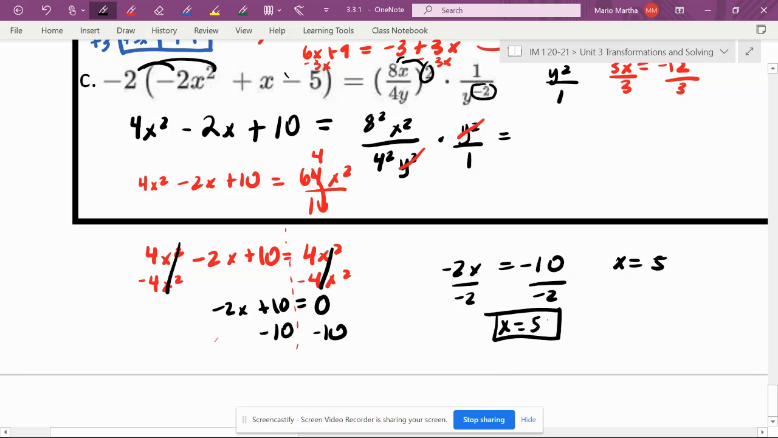You can always go back and check your answers, right? You can substitute the value that you got into the original equation. All right. We will talk about that later, but it's an easy step that you can do. Substitute everything back in, and both sides always have to be equal to each other. All right.